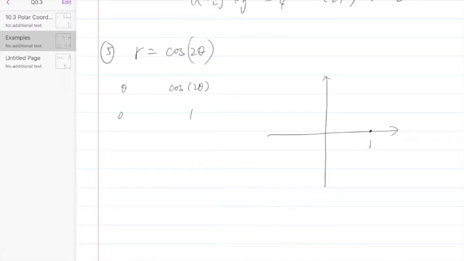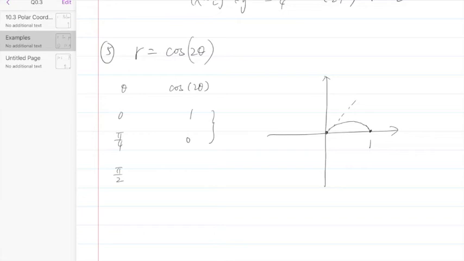Okay, and here's your theta. If your theta is 0, this is 1. So you start from (1, 0). The next time you see this one is actually when theta equals pi over 4. You have cosine pi over 2, you already reach 0. That means when the theta is here, you already hit 0. So you have something like this, okay, for the first part.